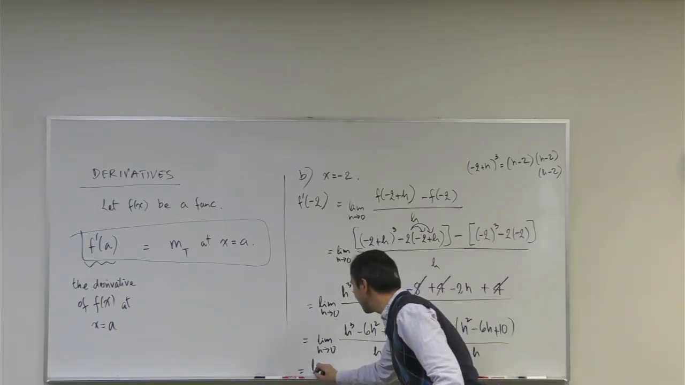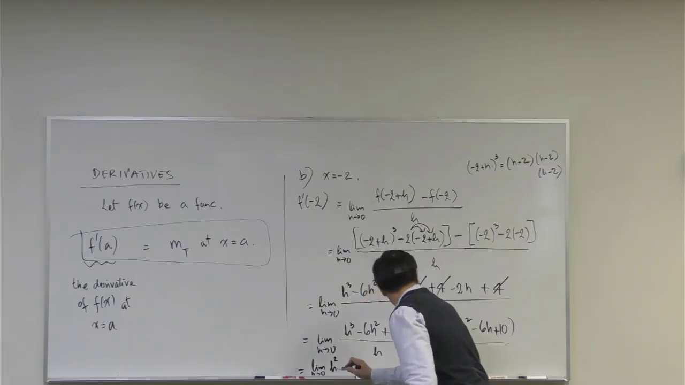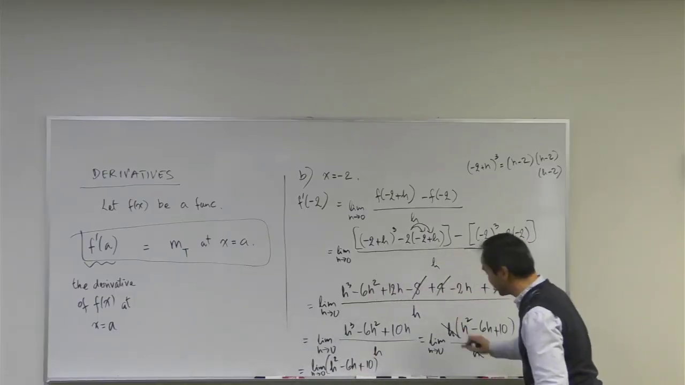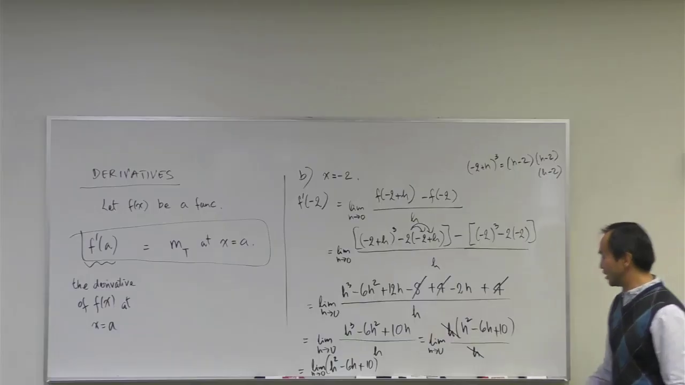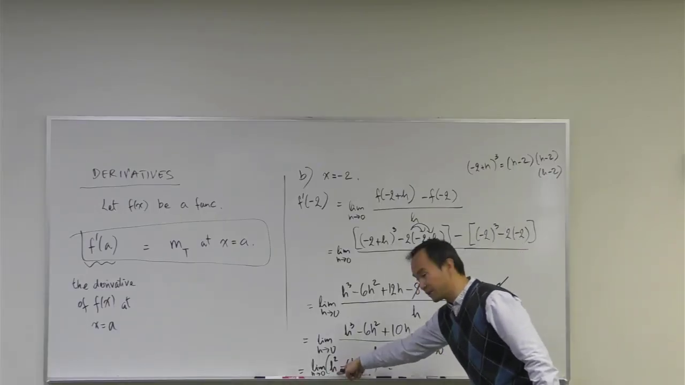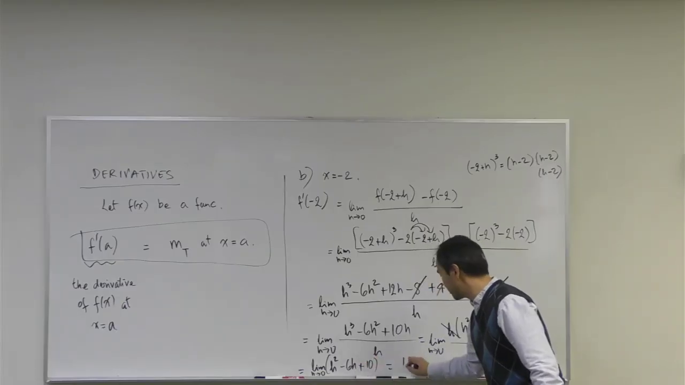In the next step, limits, h goes to 0. So h squared minus 6h plus 10. We cancel the h's here. And so now the answer comes out quite simple. As h goes to 0, that term goes to 0, that term goes to 0. The last one here goes to 10. So your final derivative value is 10.